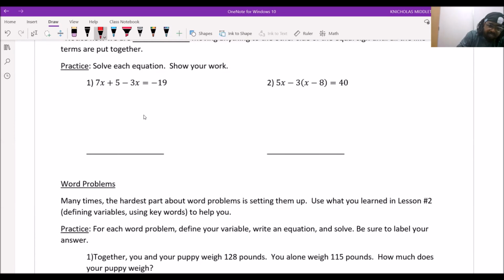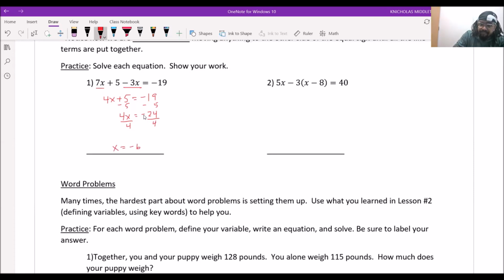7x plus 5 minus 3x. So I'm looking at here, 7x minus 3x, that gives me 4x. Plus 5, because I haven't done anything with it yet. Now I'm subtracting 5 from both sides. That should give me -24. And I'll divide by 4, because x is next to 4. To get rid of the 4 that's multiplying, I have to do the inverse, which is division. And so then I get x is -6.